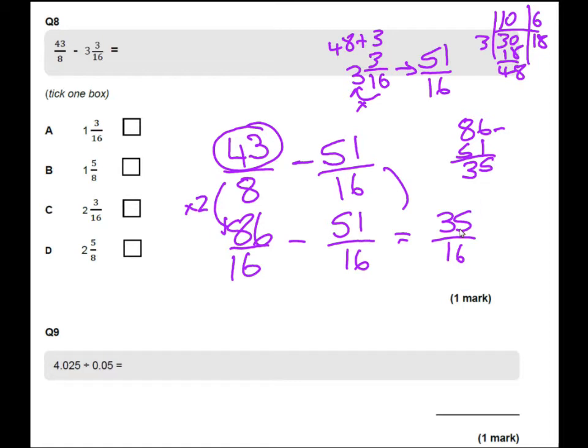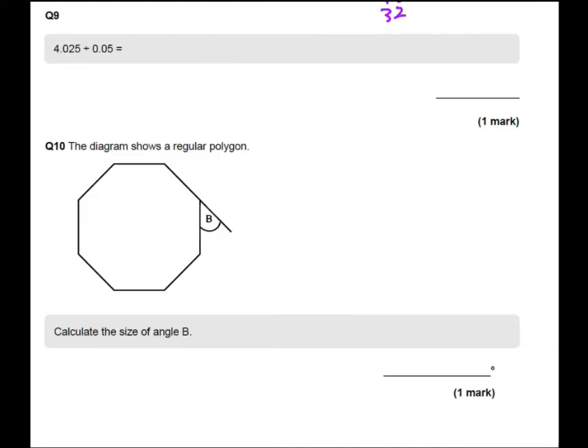So now we've got it as an improper fraction, we can turn it back to a mixed number. So 16 goes into 35. Well, 16, 32, it goes in 2 whole times, and that's 32. So take 32 away from 35, and that leaves 3 over 16. So our correct answer is C, 2 and 3/16.